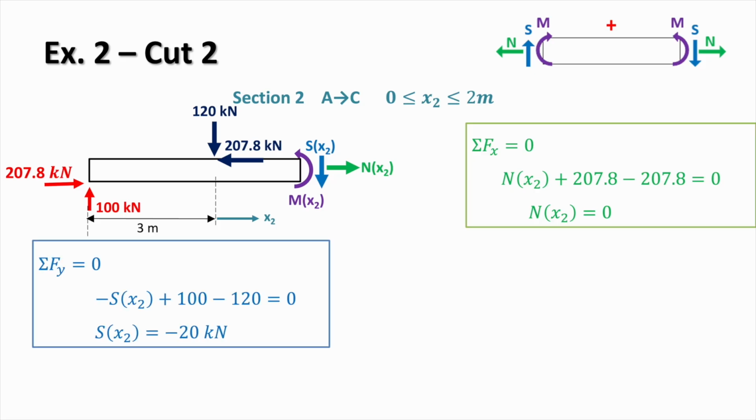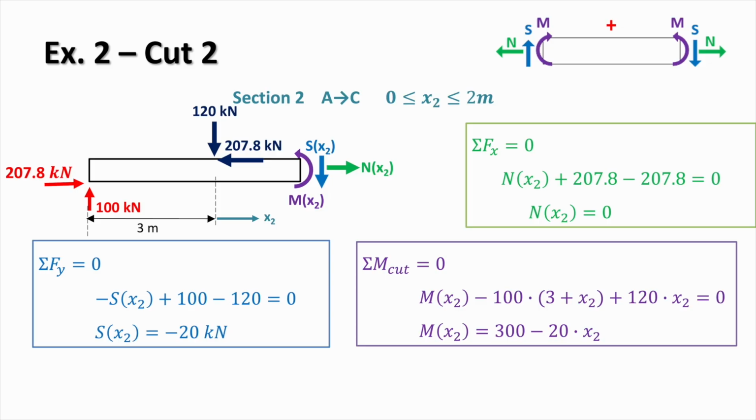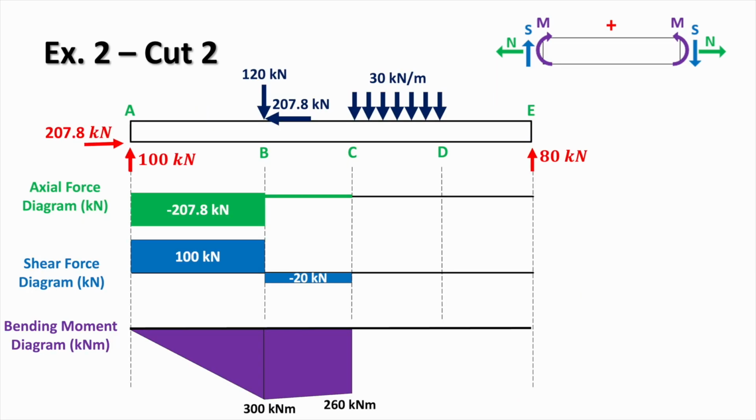From vertical equilibrium, the shear force now becomes minus 20 kilonewtons, and looking at the bending moment at the cut, we get 300 minus 20x2, which means that our bending moment will vary linearly, because it's just a function of x. Evaluating at the boundaries gives us 300 kilonewton meters at B, as expected because the moment is continuous, and 260 kilonewton meters at C. And we can now add these results to the diagrams.